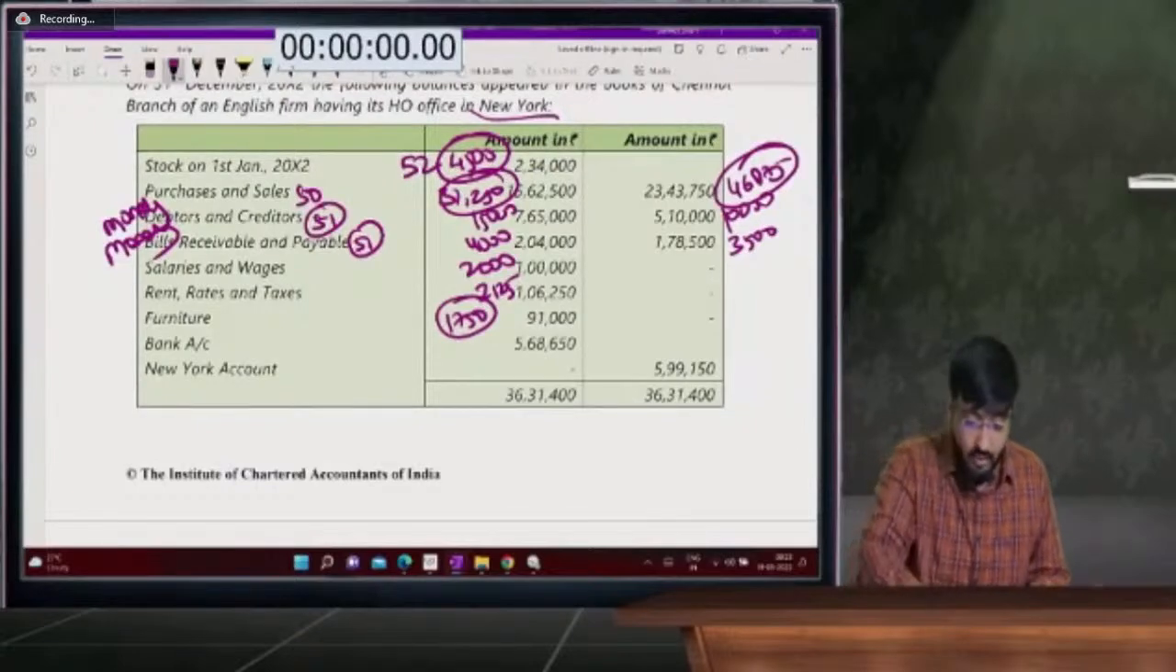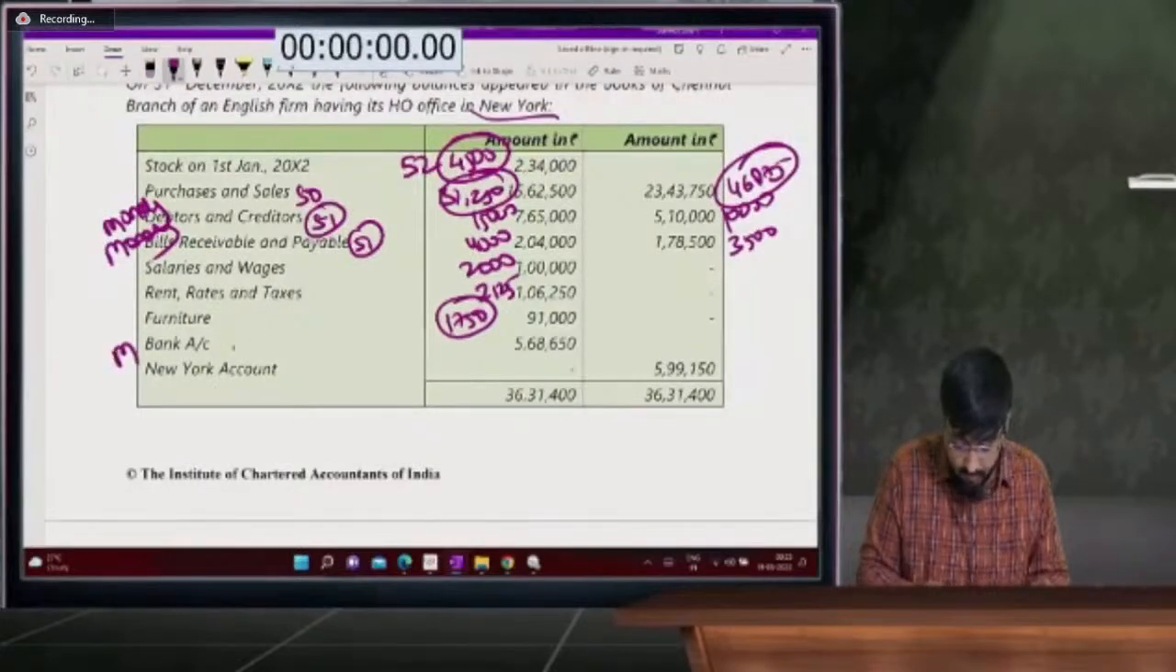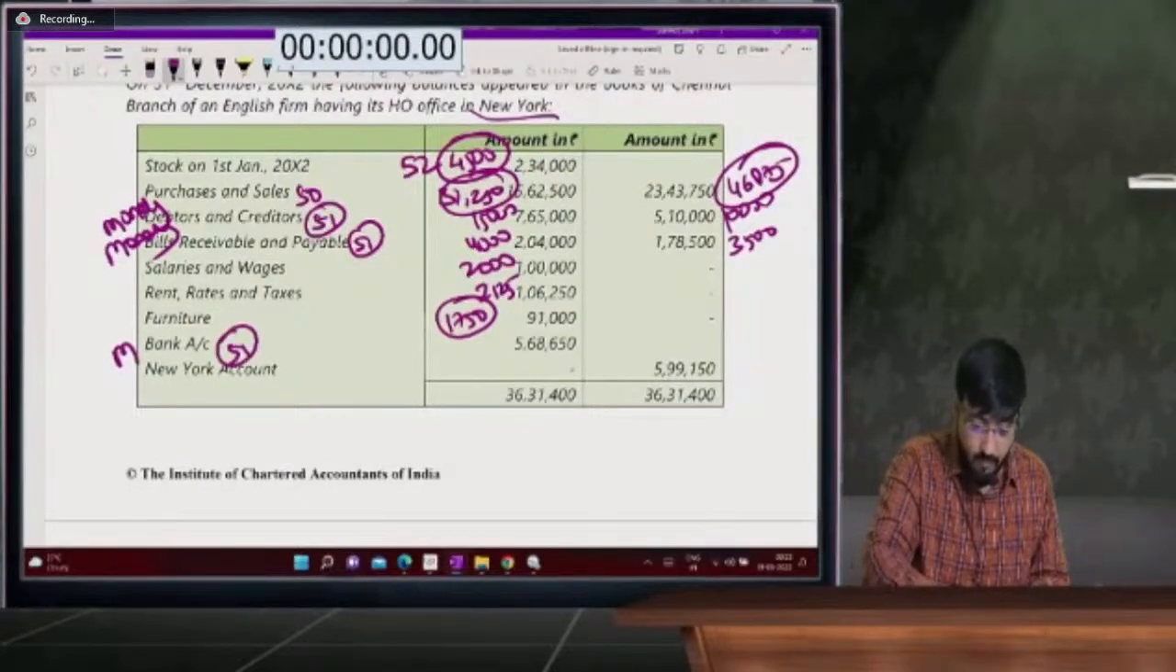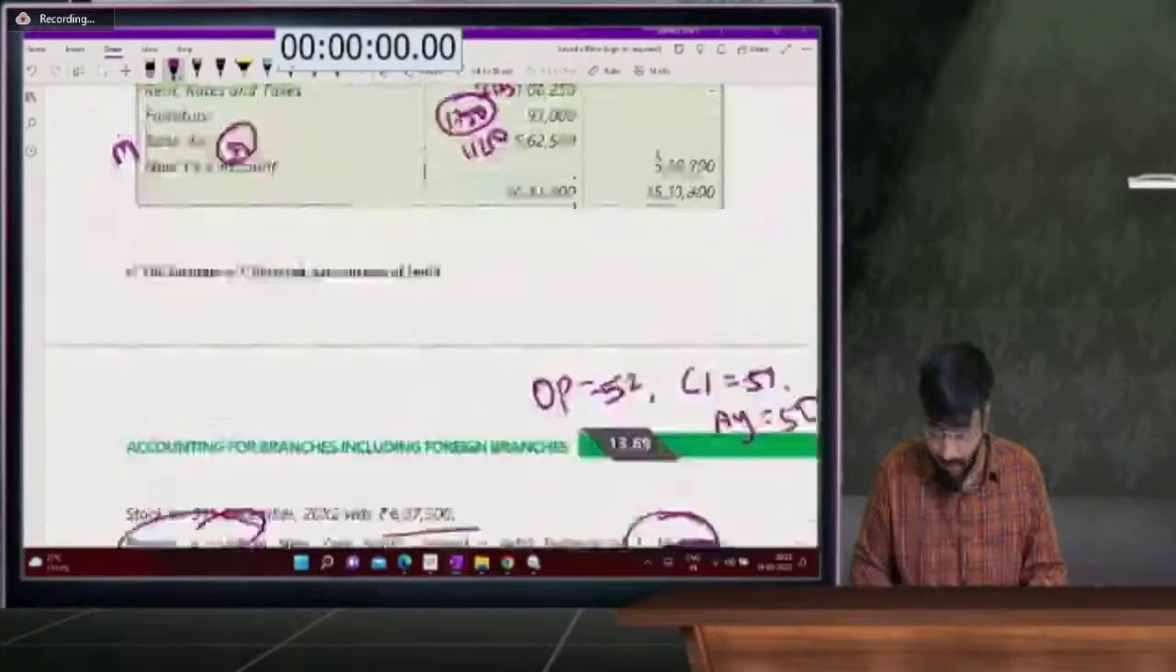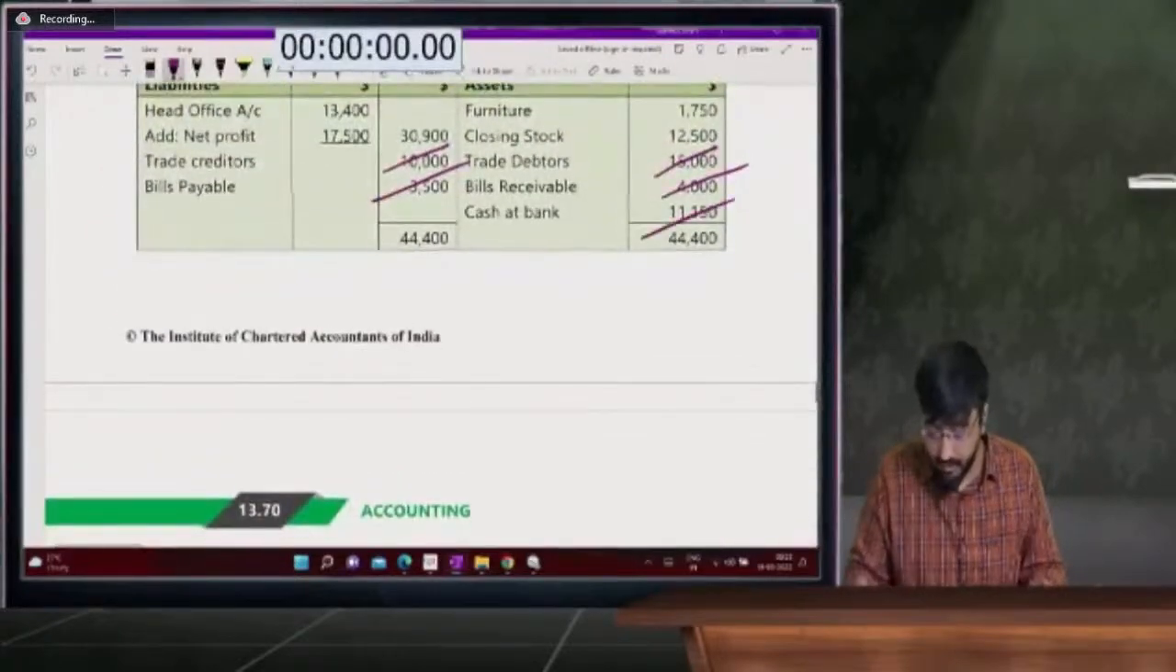Bank account you will consider at the closing rate, 568, monetary item, 51, 11150. So bank account 11150 on the asset side. Yes, correct.